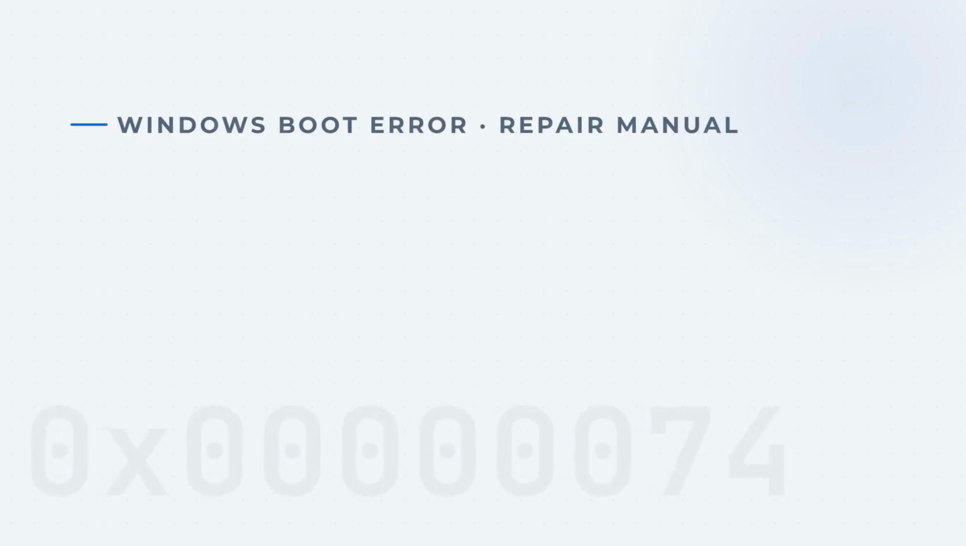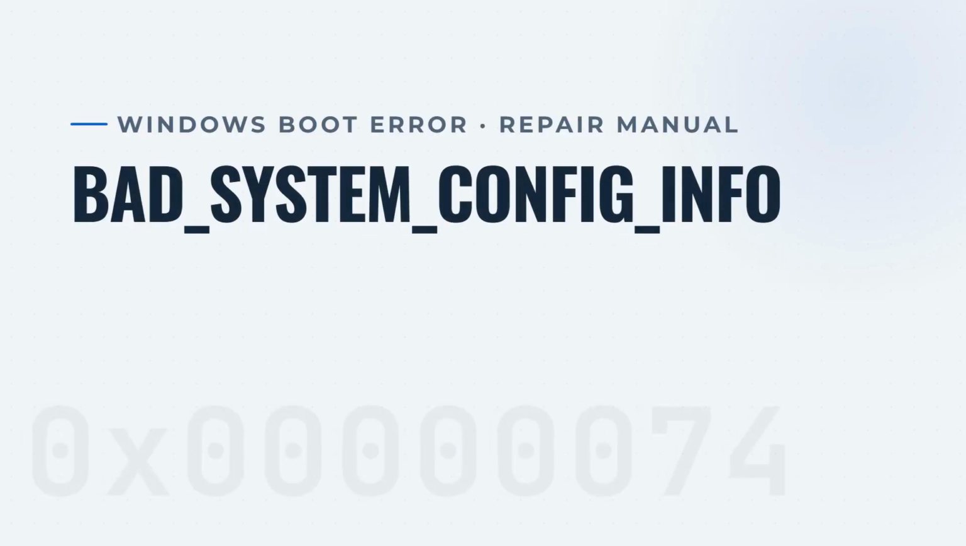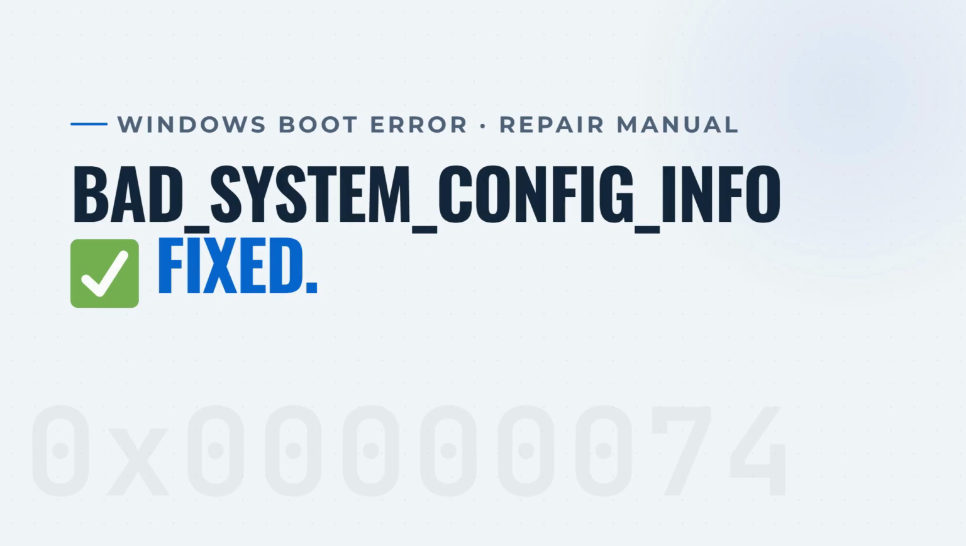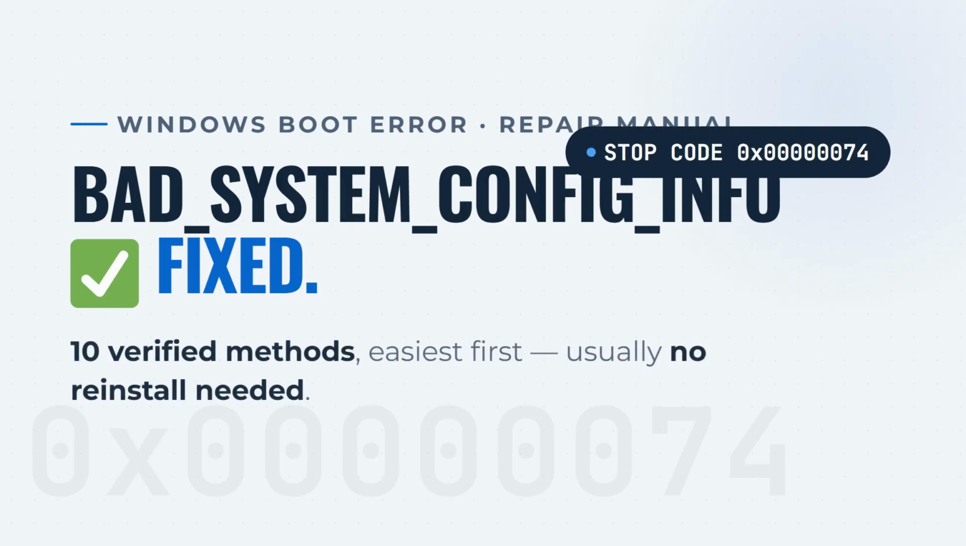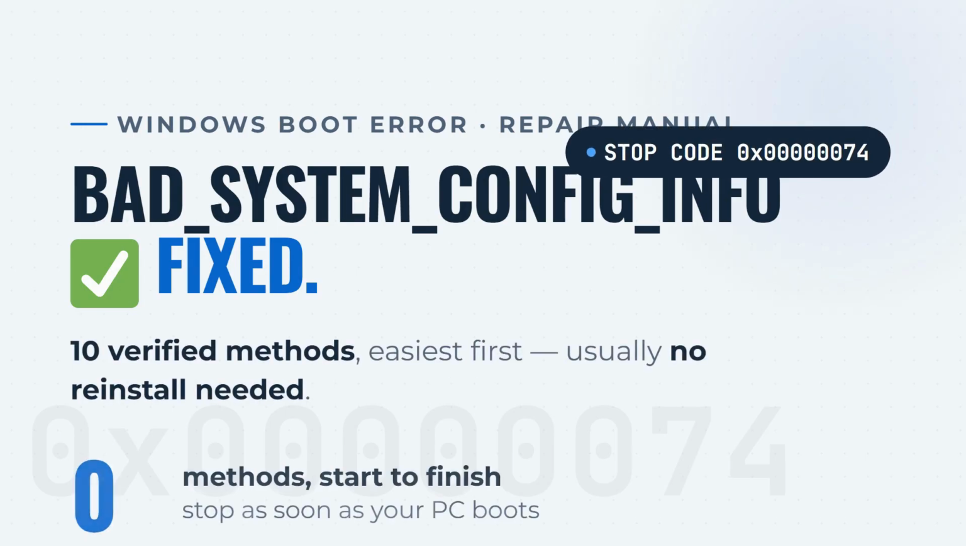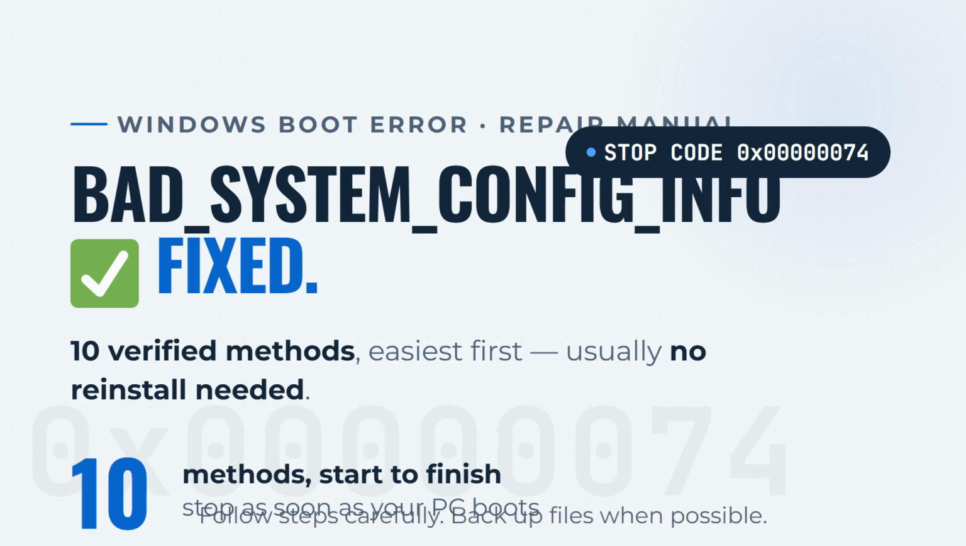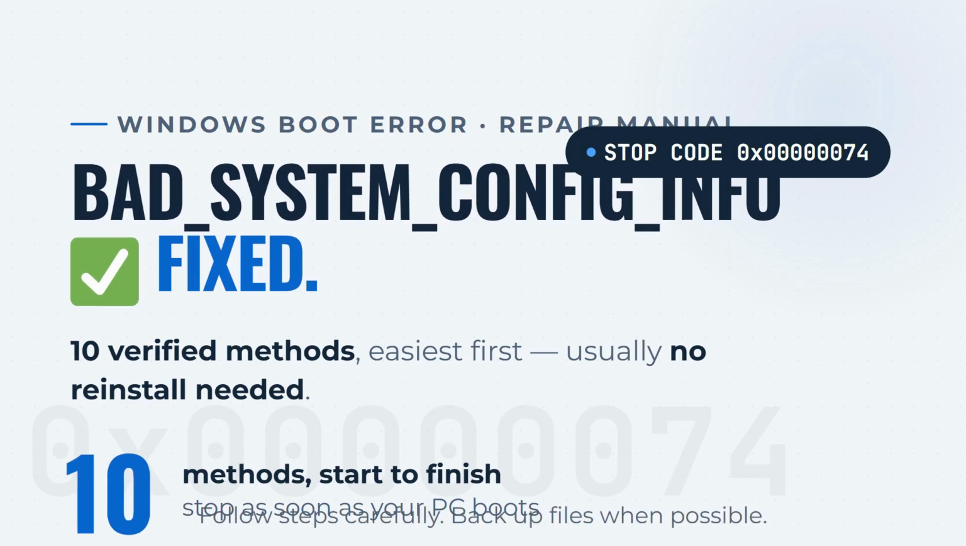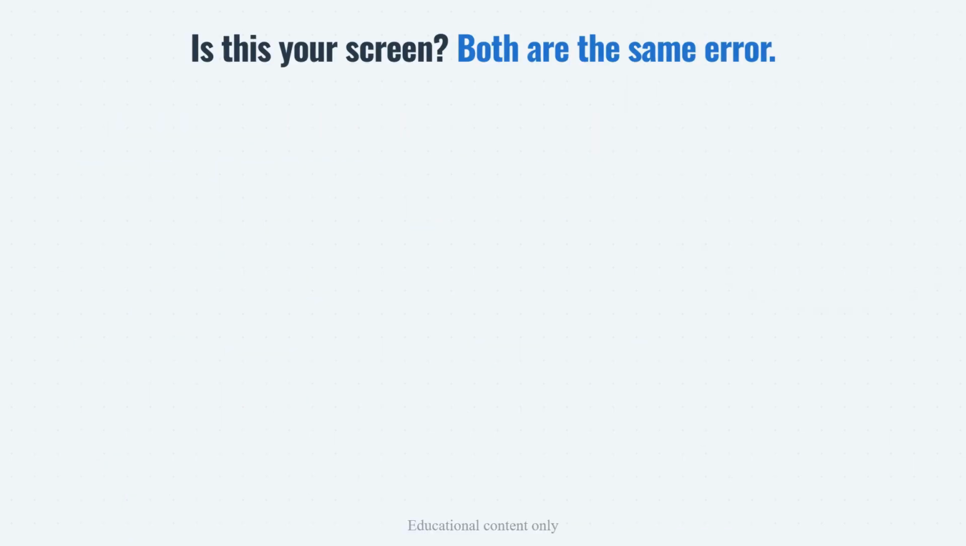Your PC shows the stop code bad system config info and refuses to boot. Here are 10 verified ways to fix it, starting with the easiest. In most cases, you will not need to reinstall Windows. Let's go straight to the fixes.